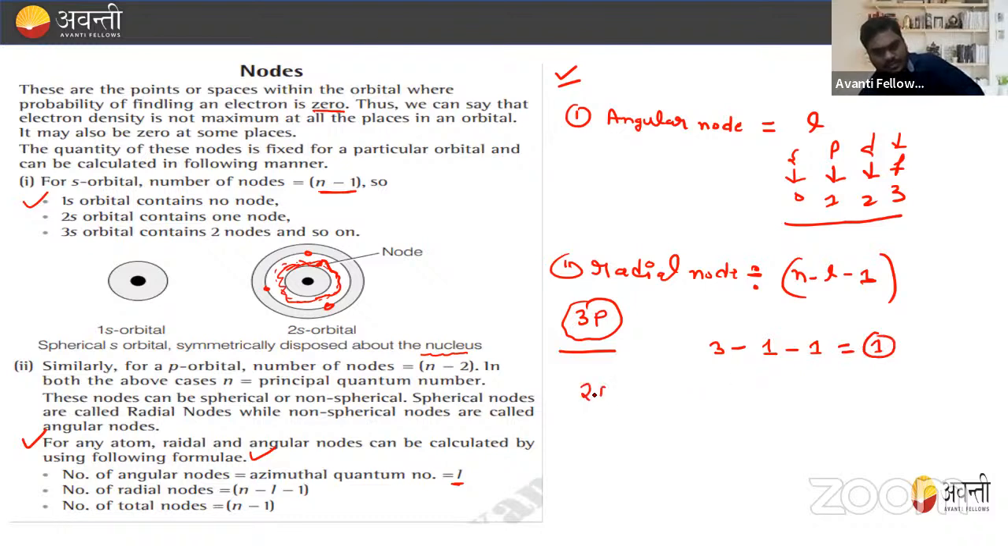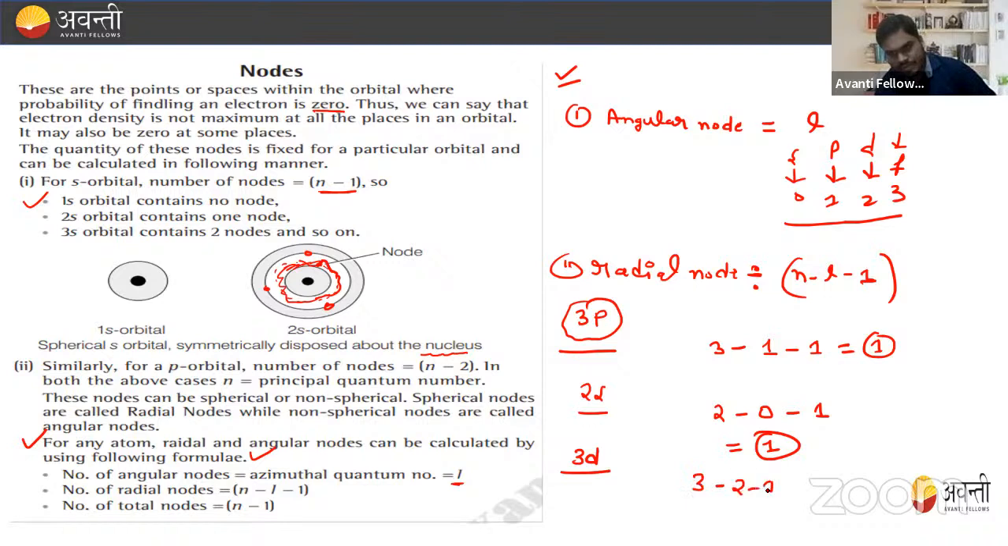Similarly for 2s, if someone asks you to calculate, n here is 2, l is 0, and minus 1. So 2 minus 1 is equal to 1. So here there is only one node. You can calculate the radial node this way. Similarly for 3d, n is 3, l here is 2, minus 1. So 3 minus 3 is equal to 0. This is how we can calculate it.